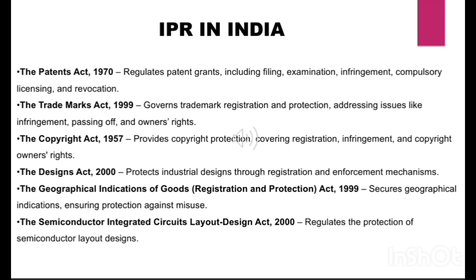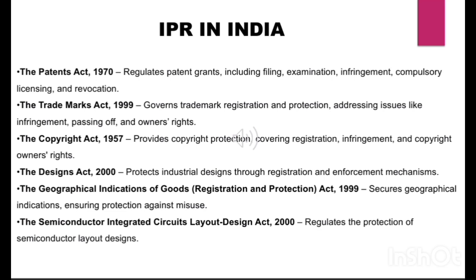Now let us see some IPR Acts in India. The first one is the Patent Act of 1970, which regulates patent grant including filing, examination, infringement and compulsory licensing and revocation. The second IPR Act is the Trademark Act of 1999. This governs trademark registration and protection and addresses issues like infringement, passing off, and owner's right. The third one is the Copyright Act of 1957, which provides copyright protection covering registration, infringement, and copyright owners' rights.